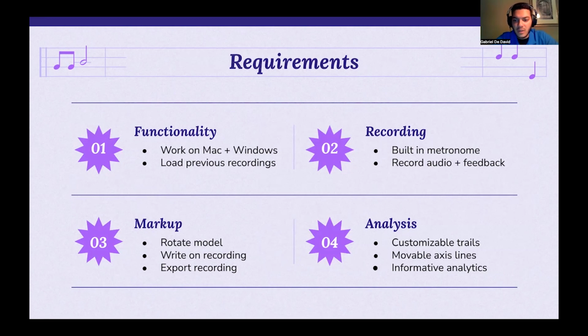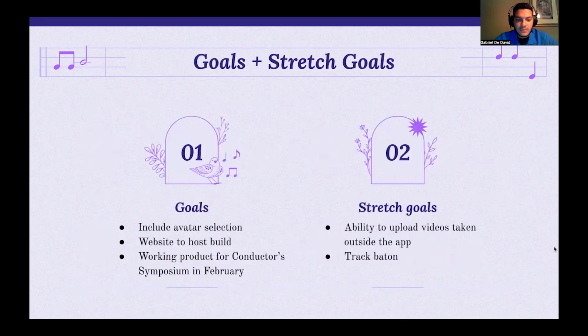And for recording, it is important to have a built-in metronome and record audio so they can get some audible feedback. For markup, it is important to rotate the model and write annotations on the recording so they can have some visual feedback, and for analytics, so they can utilize customized trails, movable axis lines, and have informative analytics.